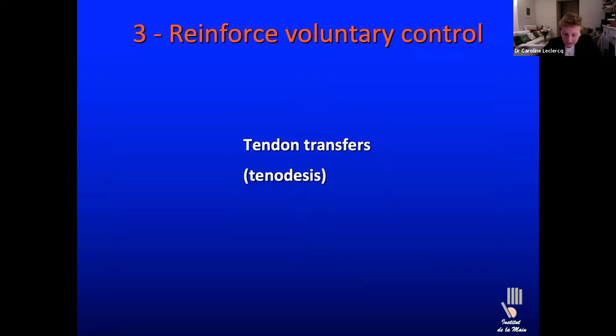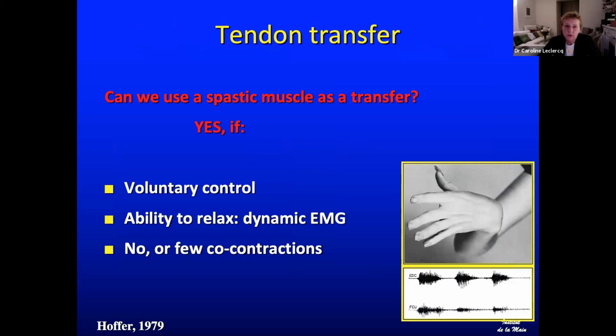Third and lastly, the voluntary control. So if there is paralysis and if we want to reach some function, then we need to bring back some voluntary control to this paralyzed antagonist. And of course, this is done mainly with tendon transfers. But how can we do tendon transfers once we have explained that muscles are either spastic or paralyzed?